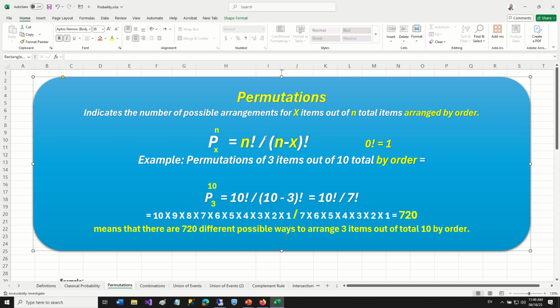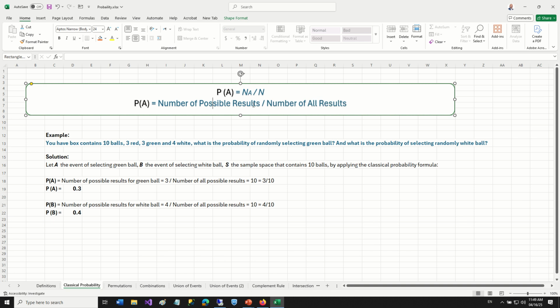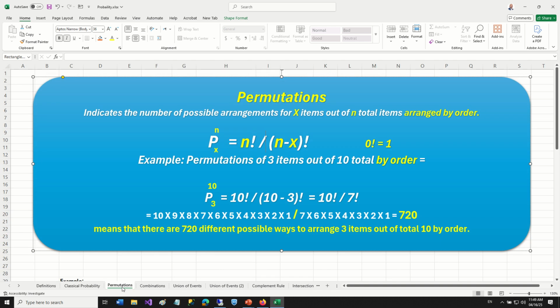Now, when we come to the permutation, in the classical probability, you see that we are talking about the number of possible results. Sometimes getting this number, if there are different arrangements or order, is a huge task. Let us see how. The permutation indicates the number of possible arrangements for x items out of n total items, arranged by order. So the permutation of x out of n means n factorial divided by n minus x factorial, while 0 factorial equals 1.